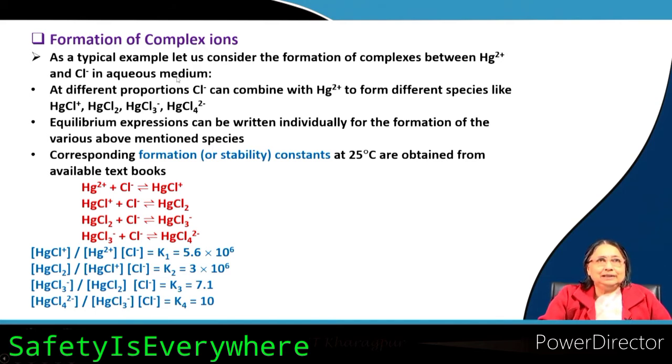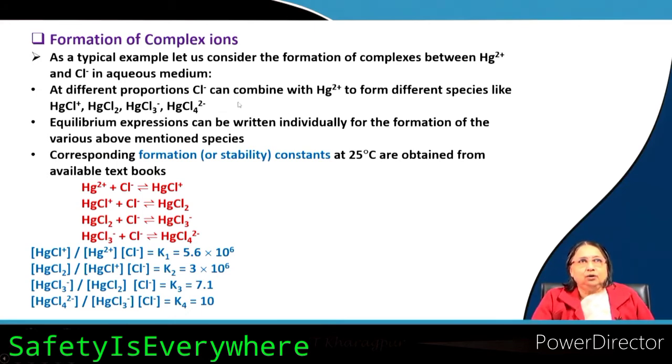Why am I saying it is complex? Because in different proportions chloride can add up to mercury 2 plus to form different species. At different proportions it can add. How? Chloride can combine with Hg2 plus to form HgCl plus, it can form HgCl2, it can form HgCl3 minus, it can form HgCl4 2 minus also, depending on how much chloride is combined.